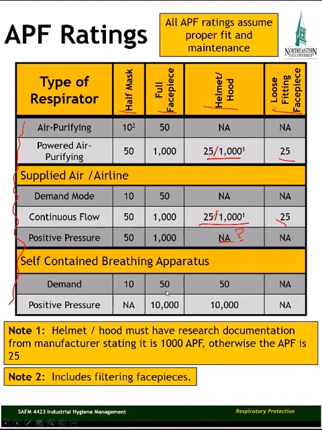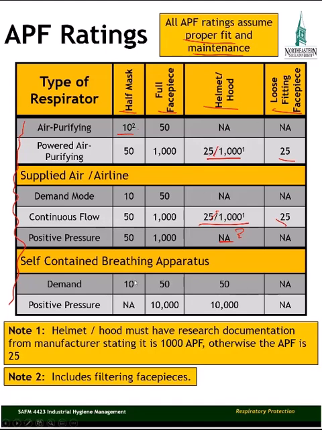Another note, this is kind of an important note. The air purifying half mask respirators, this includes the filtering face pieces. The N95, the P95, the R95 and above, those particulate respirators, the dust mask type things that we looked at earlier, are actually considered an air purifying respirator, and they have an APF of 10. Again, all of this assumes that everything fits properly and the equipment is in good shape.